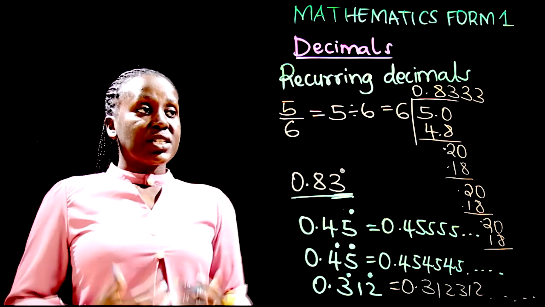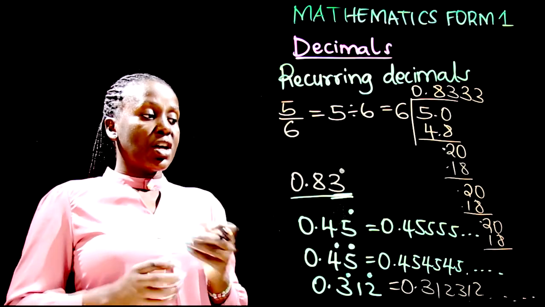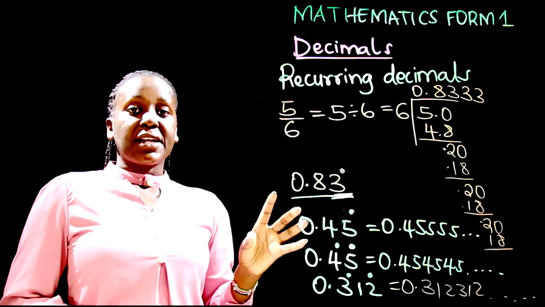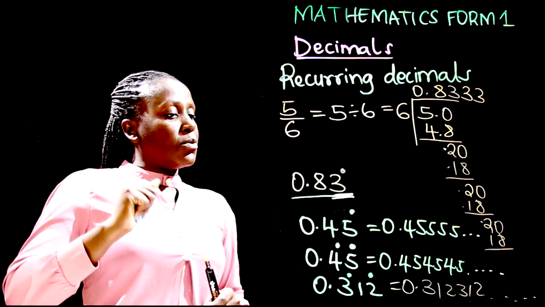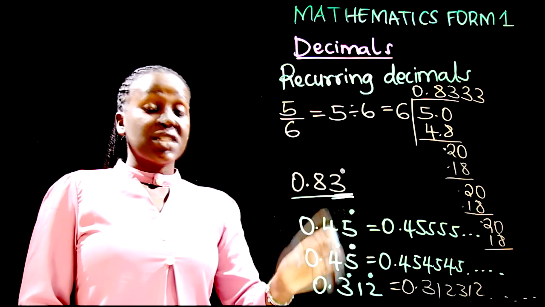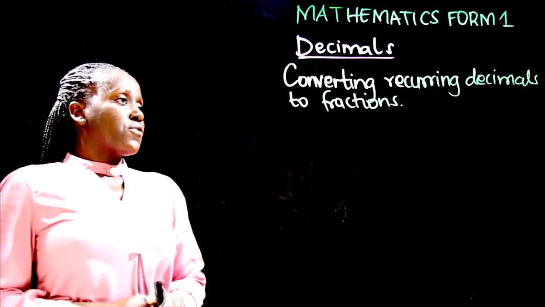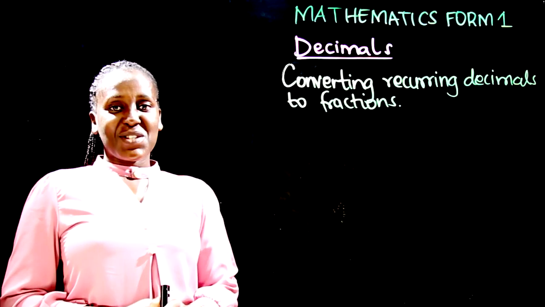So you realize that a recurring decimal is different from a normal decimal. The rules that we are using to convert a normal decimal into a fraction are going to be different when it comes to converting a recurring decimal into a fraction. So we are going to work out some questions and see how we can convert some of these recurring decimals into fractions. Converting between decimals and fractions: recurring decimals and fractions.